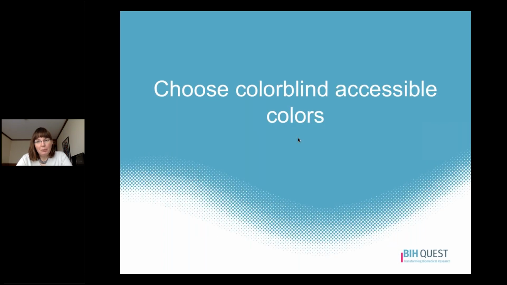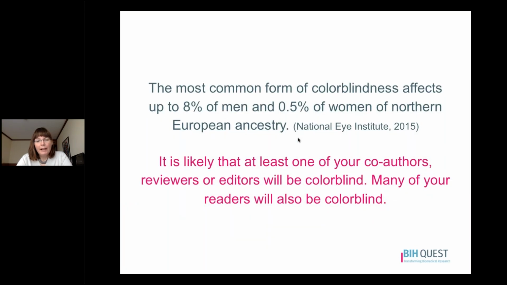The next thing that's important is to choose colors that are accessible for colorblind individuals. So why is this important? Well, data suggests that the most common form of color blindness affects up to 8% of men and 0.5% of women of Northern European ancestry.